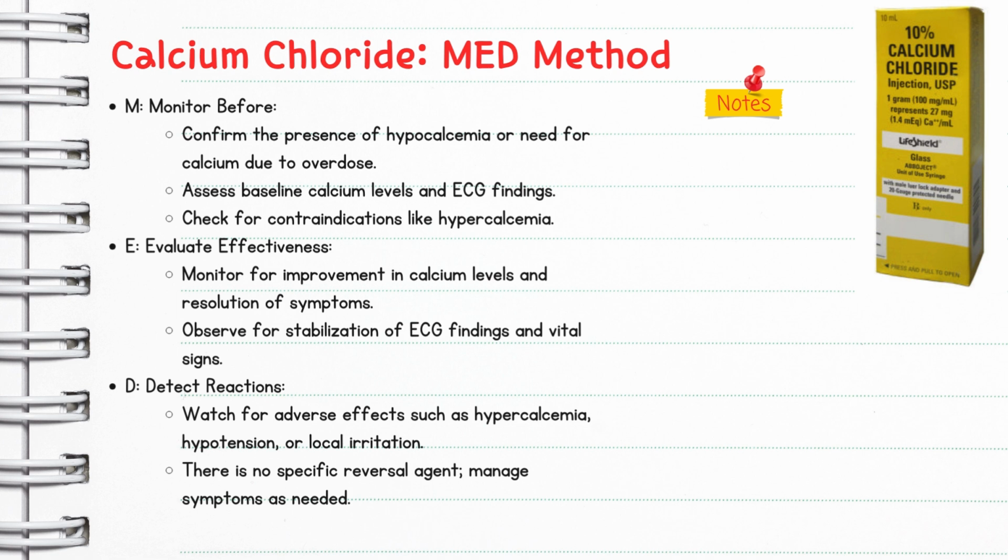And so what are the reactions we're going to look for? Hypercalcemia, hypotension, local irritation. So what that would look like is, if the patient develops abdominal pain, excessive flushing, that might be a sign that they have too much calcium or hypercalcemia. So flushing is one of those things, or abdominal cramps.